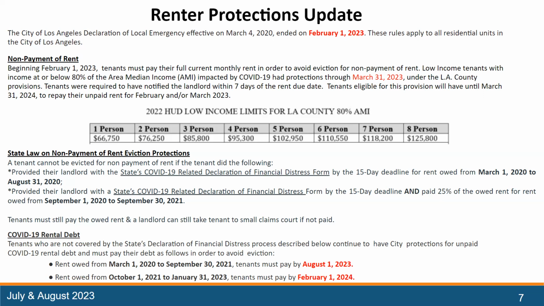Tenants who are not covered under the state's declaration of financial distress process, as I just described, have city protections for unpaid COVID-19 rental debt and must pay their debt as follows in order to avoid eviction. Rent owed from March 1st, 2020 to September 30th, 2021, tenants must pay by August 1st, 2023. Rent owed from October 1st, 2021 to January 31st, 2023, tenants must pay this rent by February 1st of 2024.